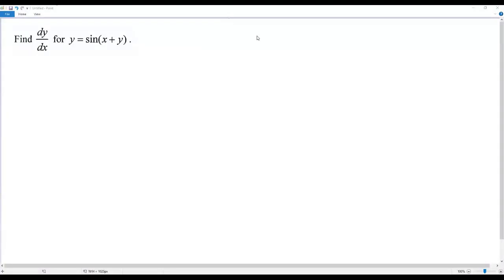Here we have an AP Calculus problem. Okay, let's go to the information. Find dy over dx for y equals sine of x plus y. That is, we have to find the derivative of y with respect to x for the given implicit function.